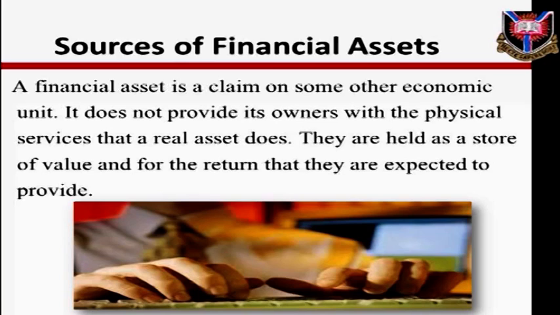Sources of financial assets. A financial asset is a claim on some other economic unit. It does not provide its owners with the physical services that a real asset does. They are held as a store of value and for the return that they are expected to provide. The financial intermediary, such as a mortgage bank or a building society, uses the money deposited by many of its investors, most of whom might not be willing to invest directly in the house.